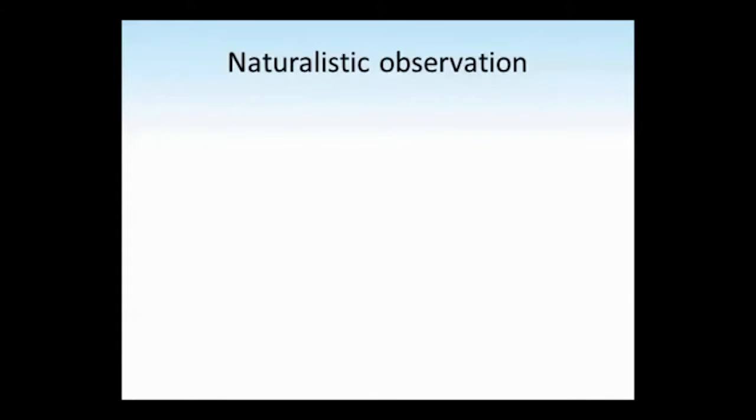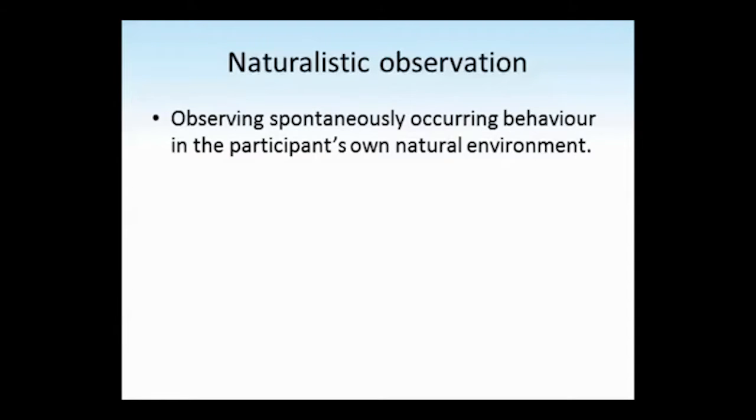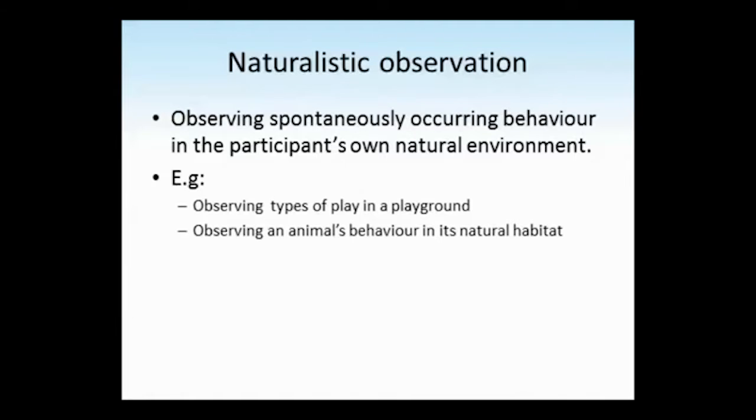Okay, so now let's look at the different types of observations that we can use. So the first one is naturalistic observation. So this is where we're observing behaviour which is spontaneously occurring in the participant's own natural environment. So for example, we could observe children on a playground, so that's where they would be anyway, so that's what they're used to. Or we could observe an animal's behaviour in its own natural habitat.